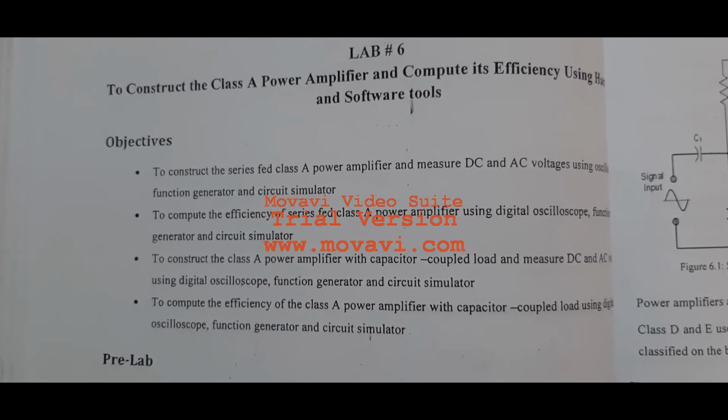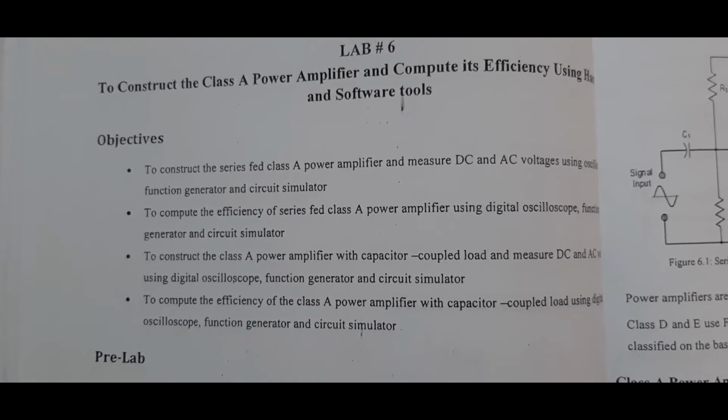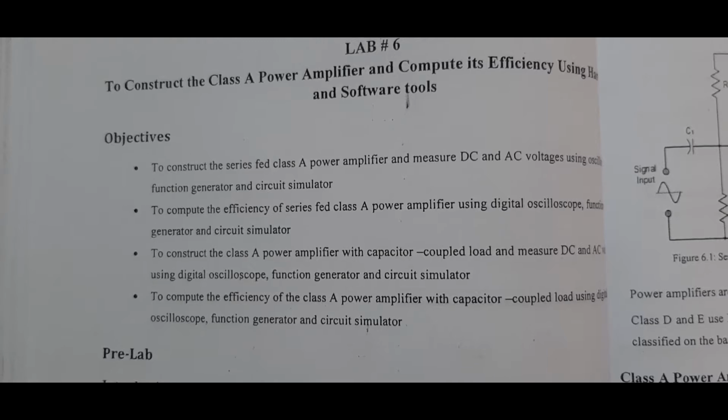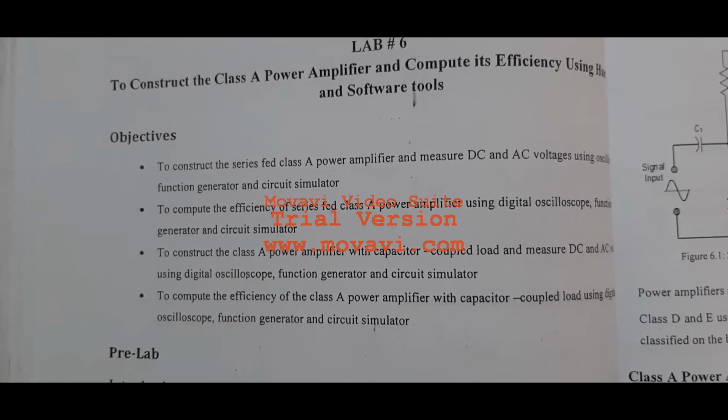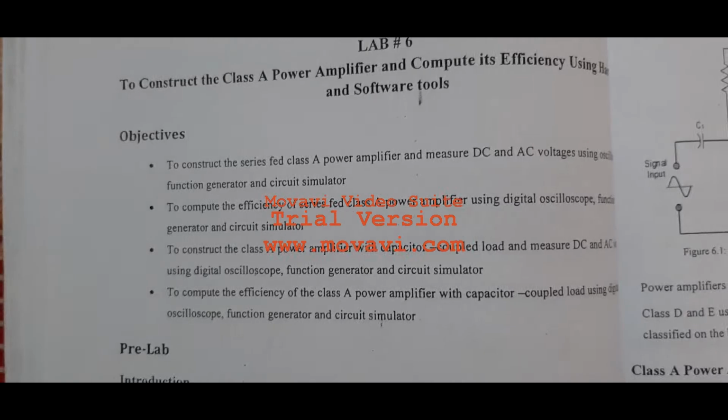In the DC values, we will measure the bias point and the voltages, and in AC, we will measure the AC voltage and the current value, which we will use to measure the power delivered to the load, and by using this we will calculate its efficiency.